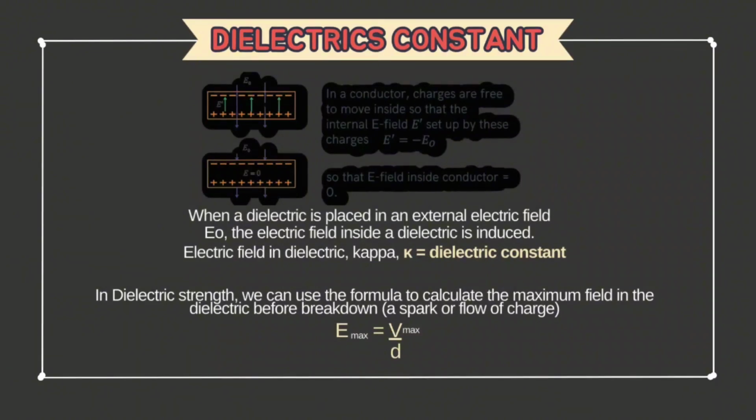Every material has a different dielectric constant. If the dielectric constant is high, it means that the material can store more electrical energy. Then, the definition of dielectric strength is stated in the slide, and it can be calculated using the formula: maximum electric field equals maximum voltage divided by the distance between plates.